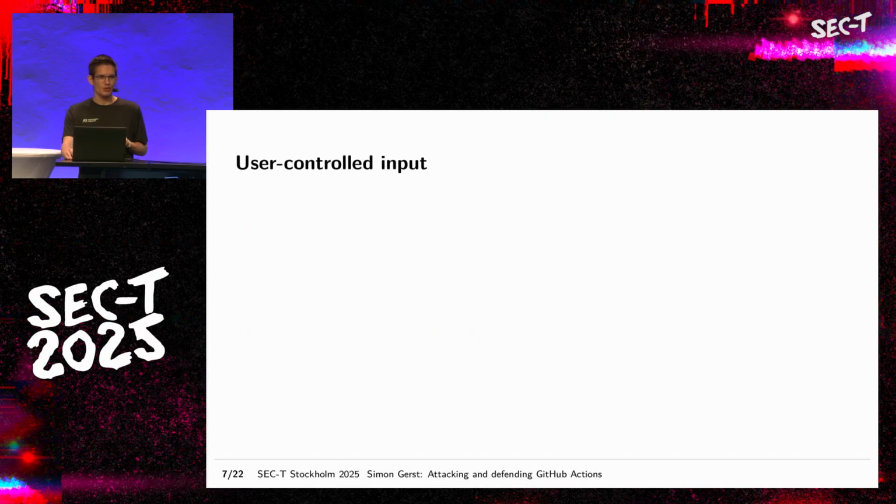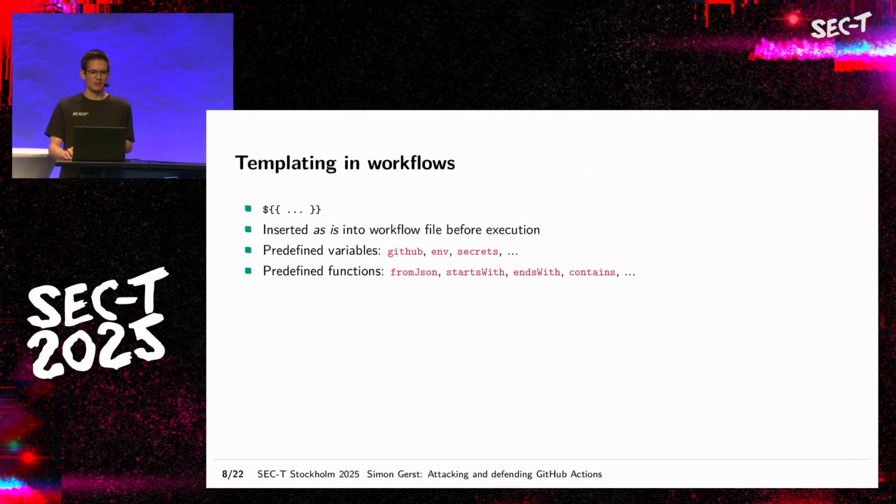And user-controlled input is always the root of all evil. In GitHub Actions, you can use templating with the syntax, and the problem is that it is inserted as is into your workflow before execution. Inside the templating, you have some predefined variables, GitHub, so you can ask the GitHub object, what branch am I on, what is the commit hash, or you can look up in the environment or secrets. And you also get some predefined functions to work with strings, arrays, or JSON objects.